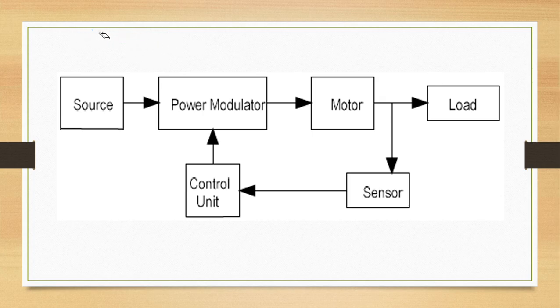Now we can move on to the block diagram of the electric drive. Our aim is to provide motion for a particular load, and for that you have connected the load to a motor. For the motor to run, obviously you need to give it some kind of source. From the source, the connection is not given directly to the motor. It is connected through a power modulator. The power modulator is placed so that it will convert the electrical energy into a form that is suitable for the motor.